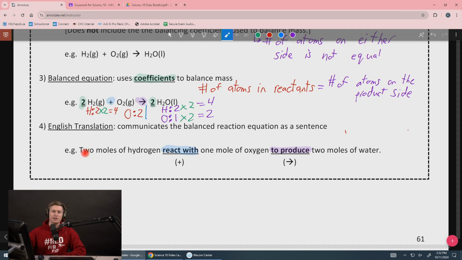When we have the word here 2 moles, a mole is a chemical amount. So we have 2 moles, or you could even say molecules of hydrogen react with 1 molecule of oxygen to produce 2 molecules of water. You could replace the word mole with molecules. A mole is a group of molecules. It's a specific number of molecules, but it's kind of like how a group of donuts is called a dozen donuts. That's 12 donuts. A mole is a specific number of molecules.